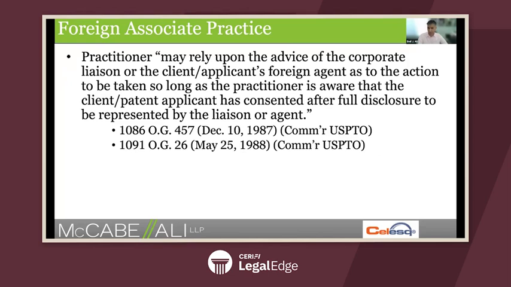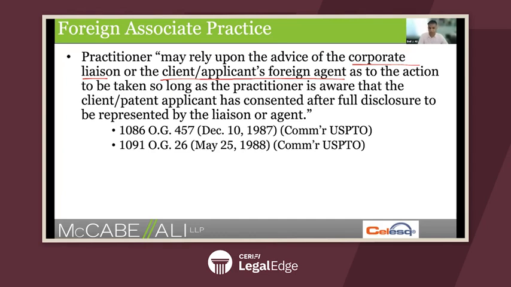So as I mentioned to you, there's some OG notices, and here's the citations here. It basically says, and this is one small piece of the pie, you can rely upon the advice of a corporate liaison, non-attorney, or the client applicant's foreign agent, again, doesn't have to be an attorney, as to the action being taken, as long as you are aware that the applicant has consented after full disclosure to being represented by that liaison or foreign agent. So they should know who you are, and they should make it clear to you that they feel comfortable using this specific agent, non-lawyer otherwise.